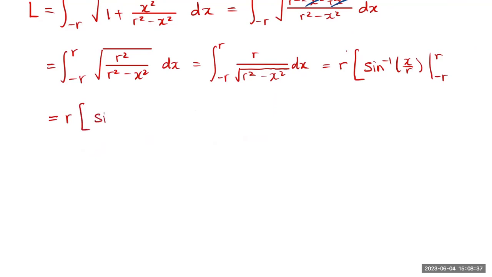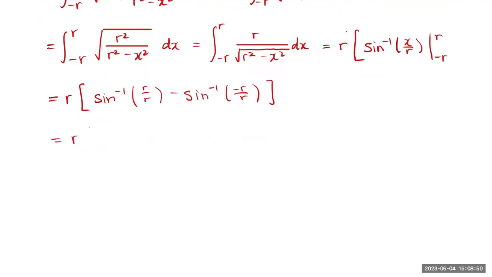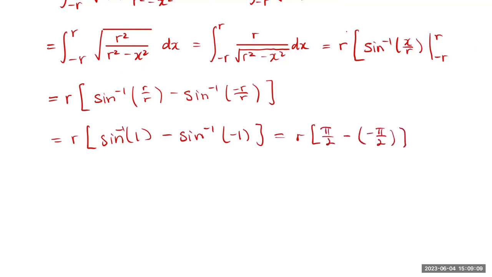So we have the sine inverse of r divided by r minus the sine inverse of negative r divided by r. So that would just be equal to r times the sine inverse of 1 minus the sine inverse of negative 1, which then turns out to be r times pi over 2 minus negative pi over 2. So that is just going to be pi times r. But that's only for the semicircle.